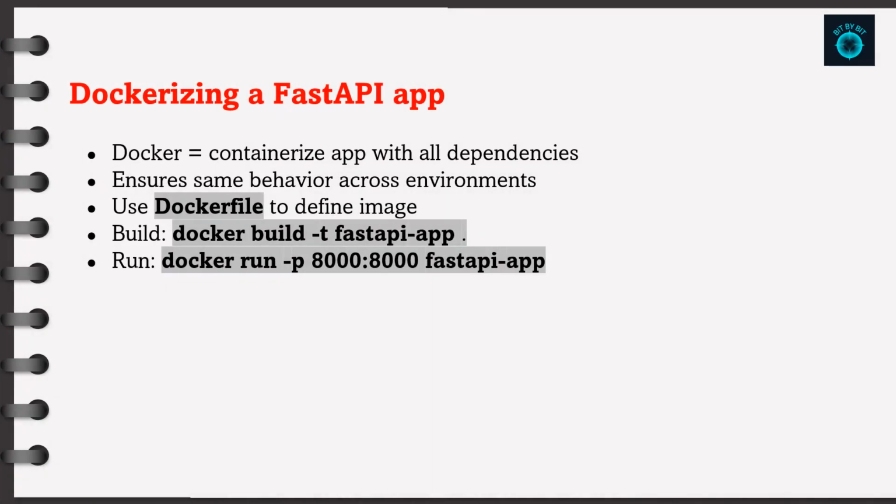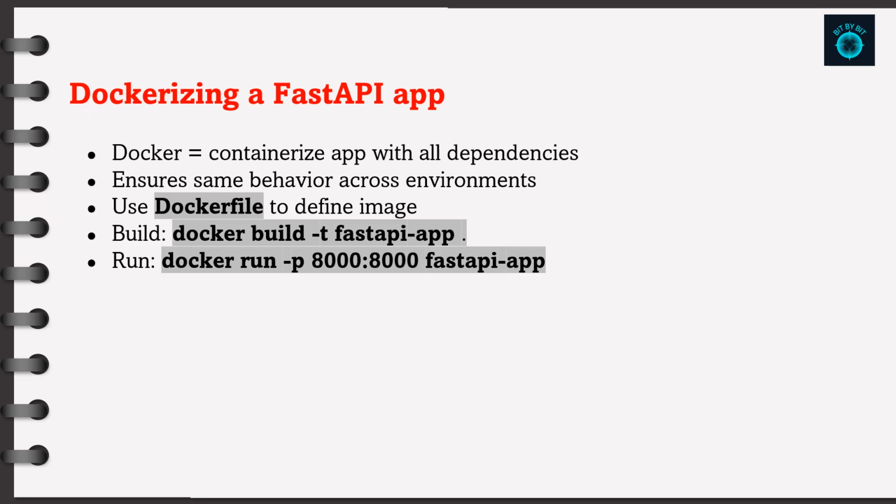Dockerizing a FastAPI app. When deploying a FastAPI app, one of the most common approaches is to use Docker. Docker lets us package our application, dependencies, and environment into a single unit called a container. This means the app will behave the same whether it runs on our laptop, a testing server, or a production cloud machine. The recipe for building a container is written in a file called Dockerfile. Inside, we specify the base image, install dependencies, copy the application code, and define the command to start the server.